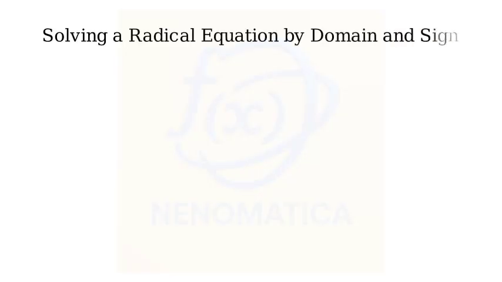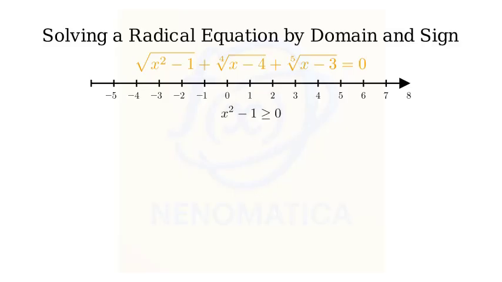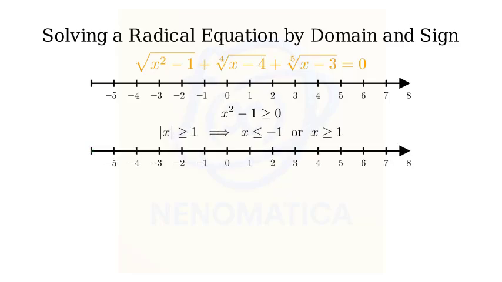Welcome! In this lesson, we will solve a radical equation by analyzing its domain and the sign of each term. Our equation is square root of x squared minus 1 plus the fourth root of x minus 4 plus the fifth root of x minus 3 equals 0. Step 1. Find where each radical is defined. For the square root of x squared minus 1, we require the radicand to be greater than or equal to 0. That gives x squared minus 1 greater than or equal to 0, which means the absolute value of x is at least 1: x less than or equal to negative 1, or x greater than or equal to 1.